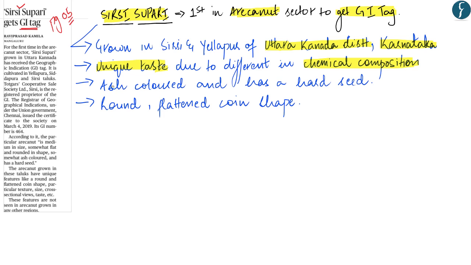Further, this Sirsi Supari is ash colored and has a very hard seed. As far as its physical features are concerned, it is round, flattened and in the shape of a coin. All these unique features of the Sirsi Supari, that is its different taste, its ash color and its shape, are the reasons why this Sirsi Supari is differentiated from all other areca nuts or supari which is grown in India, because all these features are not seen in areca nut grown in any other regions.